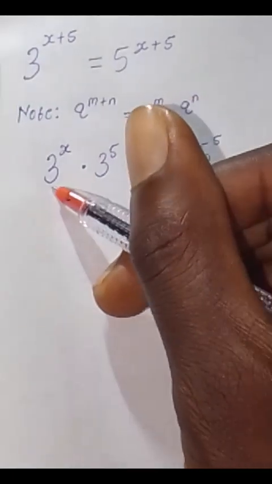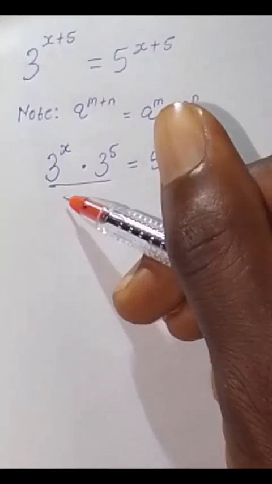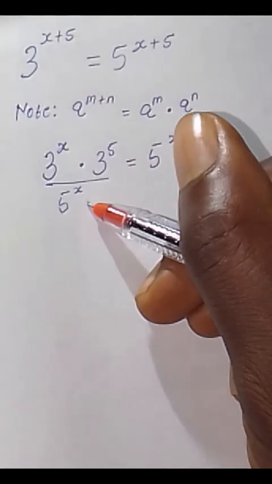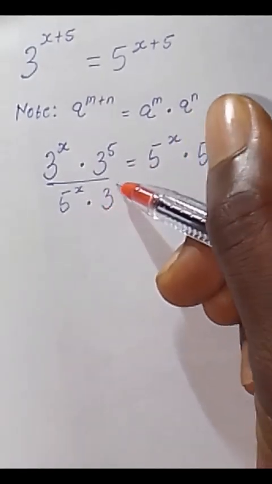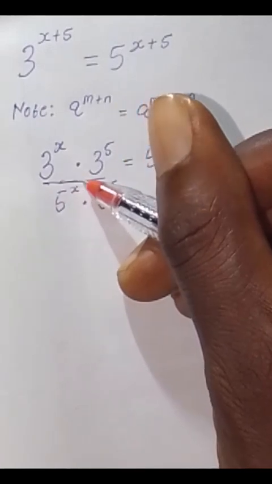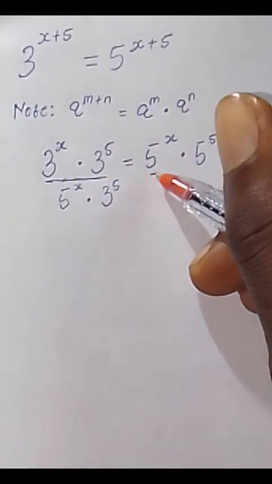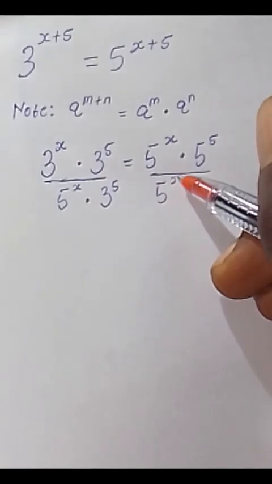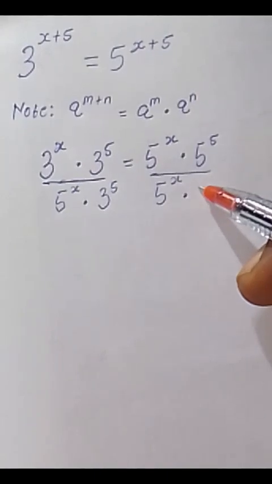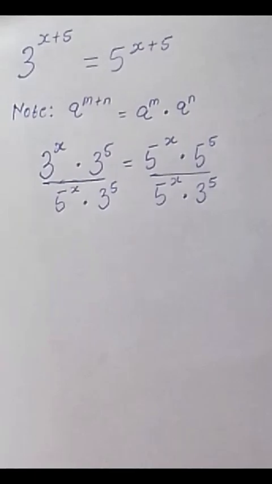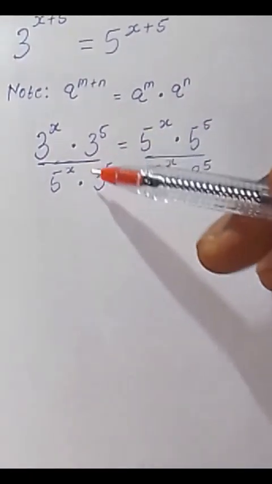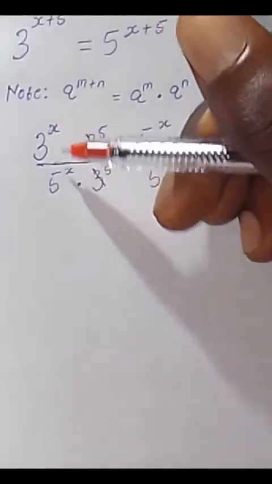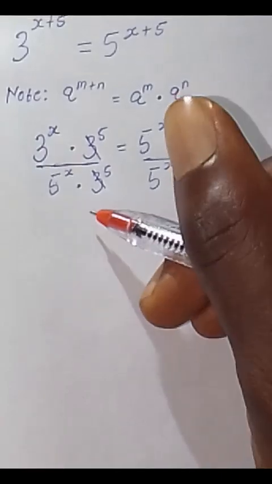Now we have, divided by this, it becomes over 5 to power x times 3 to power 5. Now we are dividing with those two numbers, so we have over this one, over 5 to power x times 3 to power 5. Now look at this point here. This cancels out with this. Now we are left with this 3 to power x, and that's what we actually want.